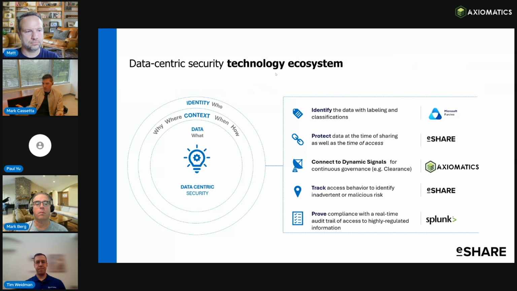And of course, all this data and all these activities and events that are taking place can all be forwarded to your SIEM, to a Splunk, to whatever it might be, to help ensure that you've got the right audit logs for compliance and attestation.